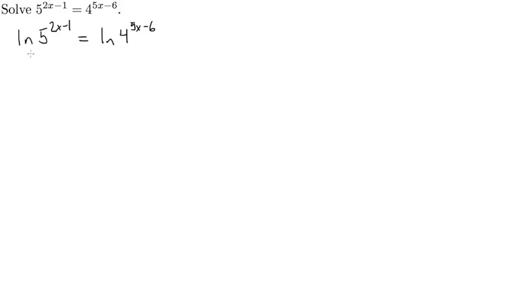Okay, remember the power rule for our logarithms. Our power rule tells us that when we take the log of something raised to a power, the exponent can become the coefficient of the logarithm. So we're going to rewrite these as 2x minus 1 times natural log of 5 equals, similar story over here, 5x minus 6 times natural log of 4.